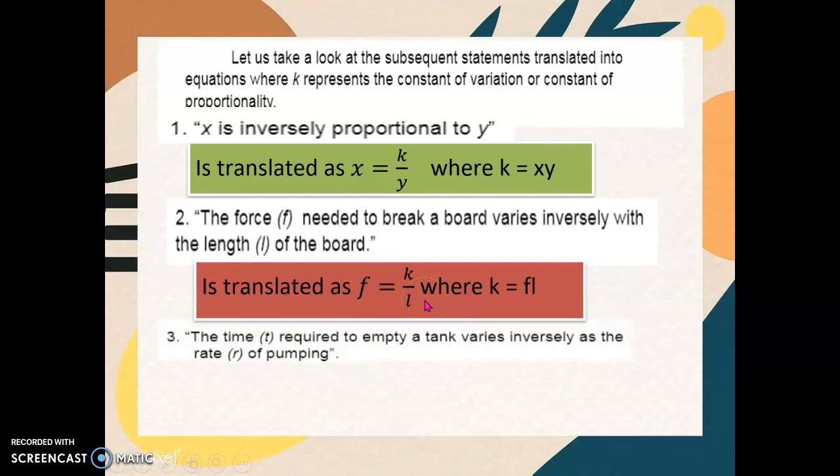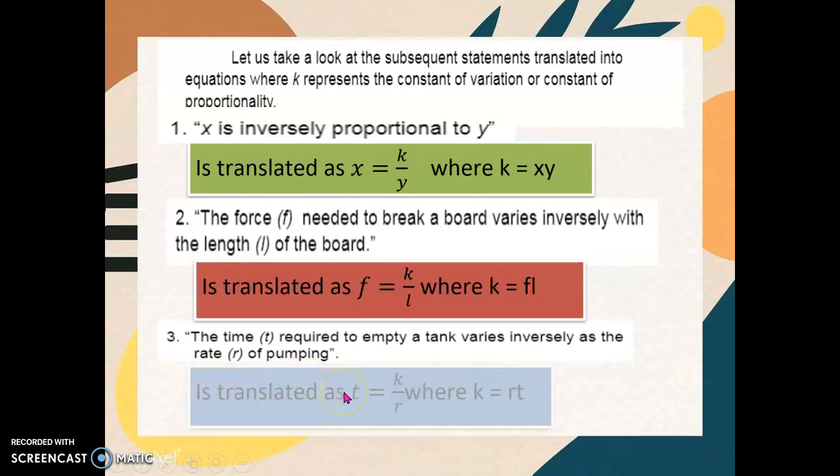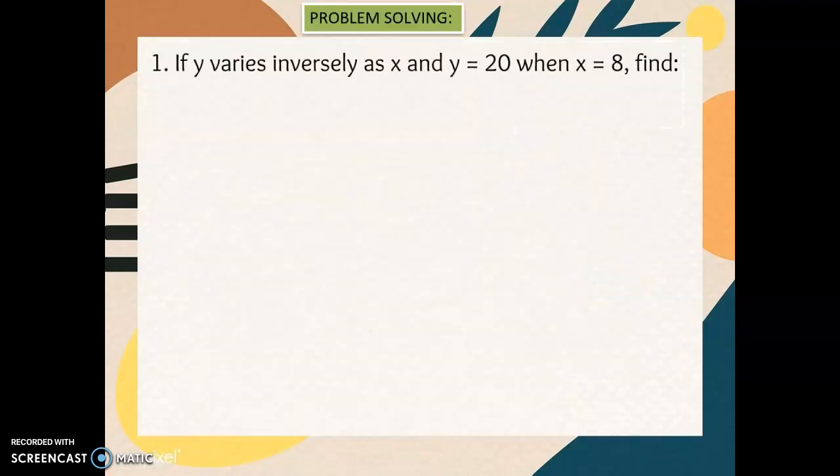Okay? Next, third. Time varies inversely to r. So, ganun din. T is equal to, so, inversely with r, so, siya po ang nasa denominator. Kaya, T varies inversely to r. Or, k is equal to the product of r and t. So, kapag nagko-combine po tayo ng variables, consider natin yung alphabetical order lagi.